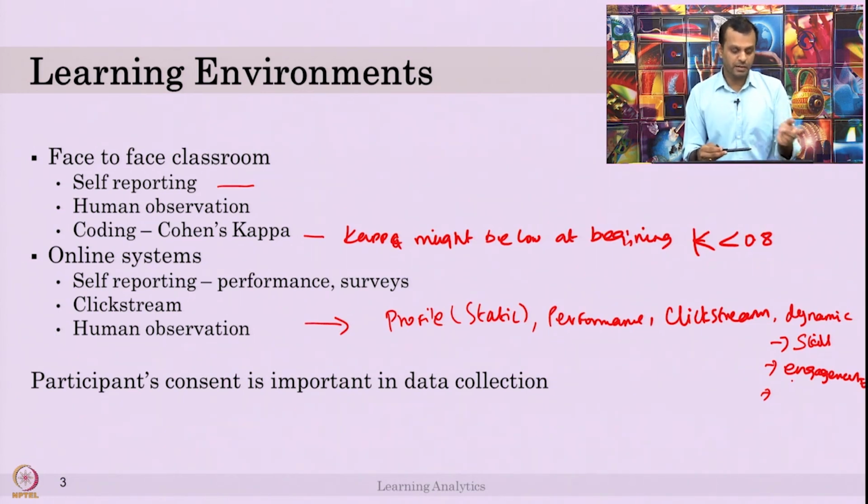So, in any case, make sure that you do the Cohen's kappa and the kappa score is more than 0.8.